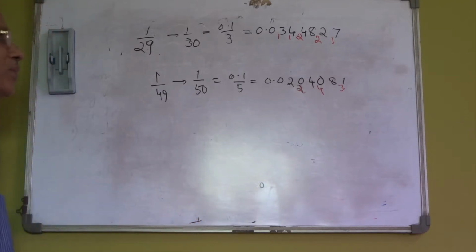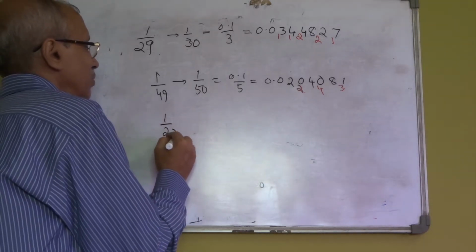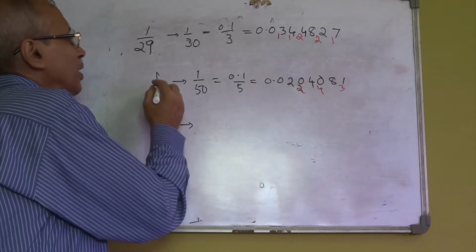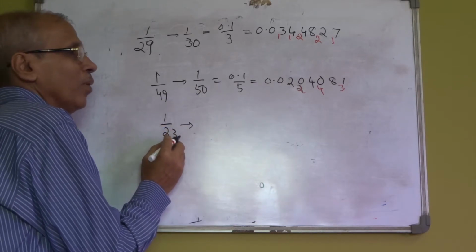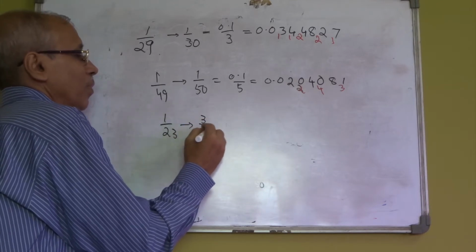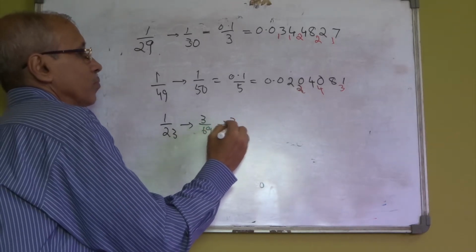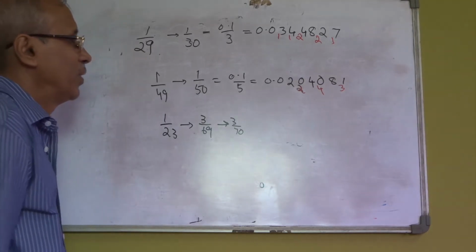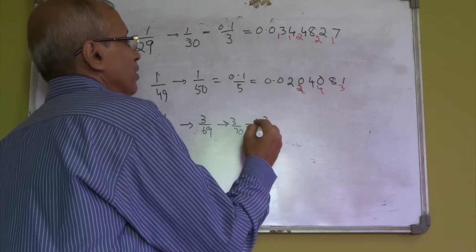Let us take a case: 1 by 23. Now it is ending with 3. As the rule says, it should end with 9. So we have to make this number end with 9. Multiply by 3 to both numerator and denominator. Add 1. 3 by 70. 0.3 by 7.